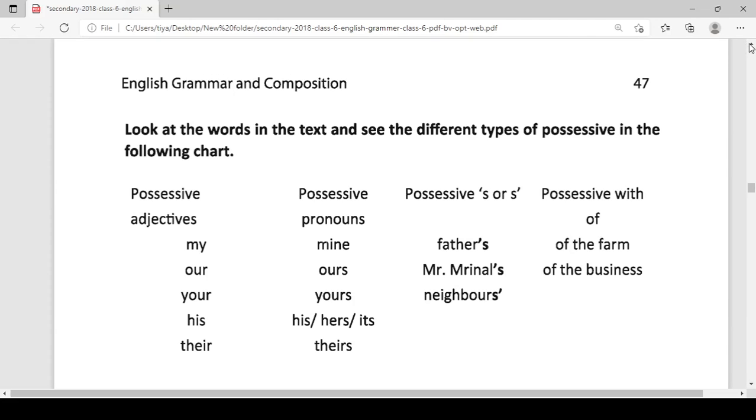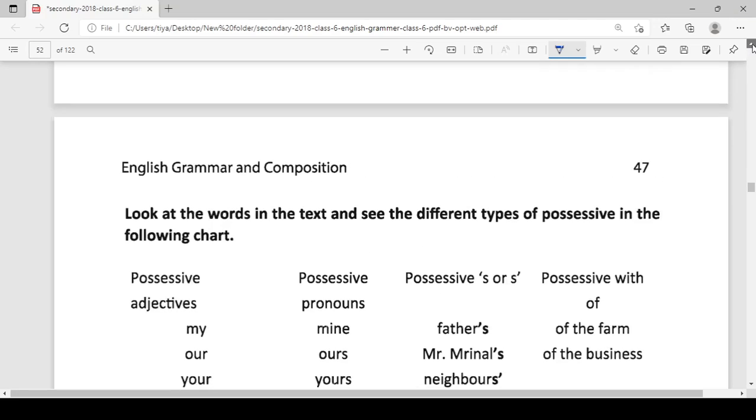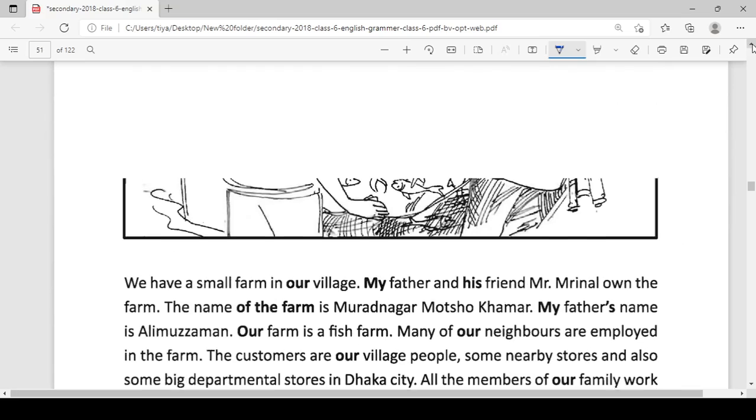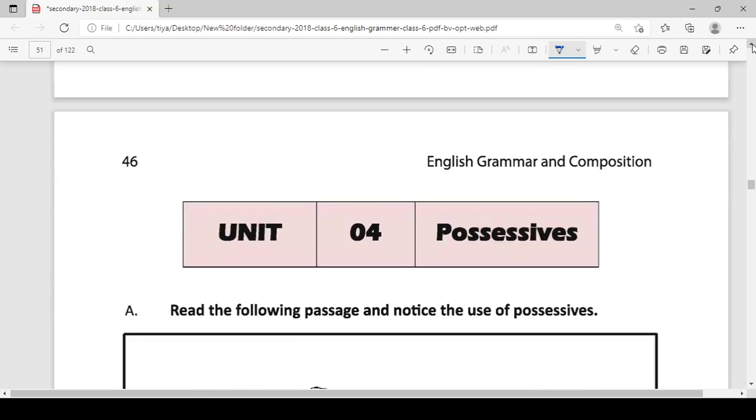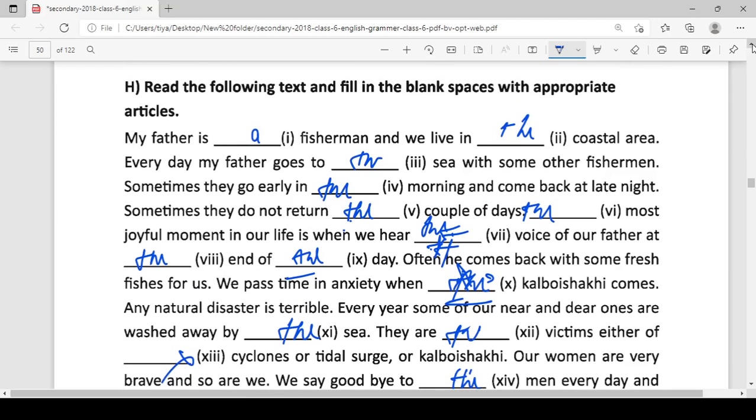Look at the words in the text and see the different types of possessives in the following. Now we have the pronouns. So we are talking about the pronouns and we have already discussed the pronouns. So it is the unit for possessives. Okay. So before starting the unit on possessives, I want to give you a review of today's chapter, what we have learned today. This is the important thing and we will discuss it later.